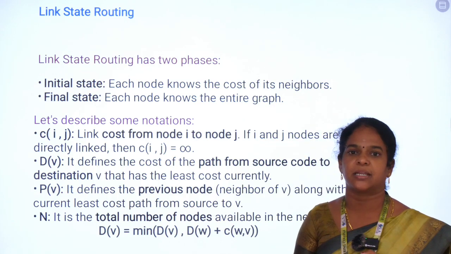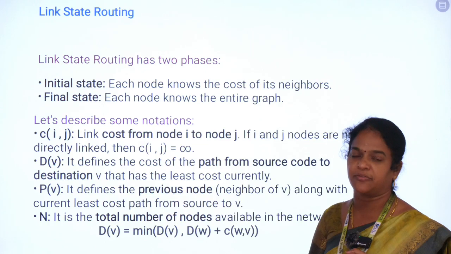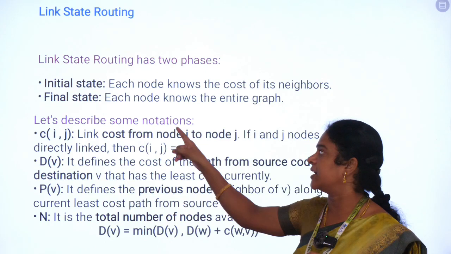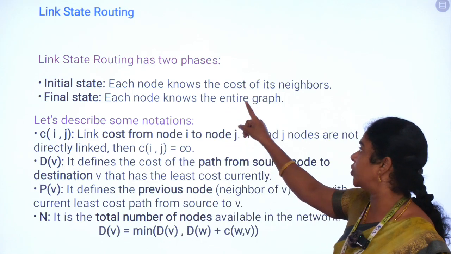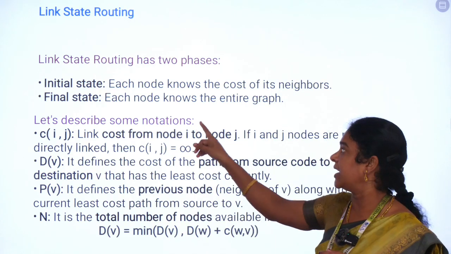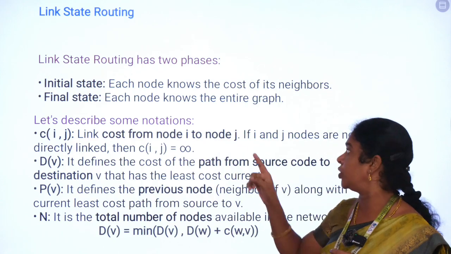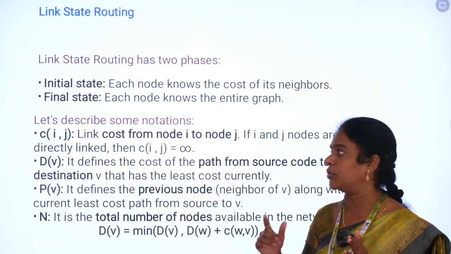In link state routing, we have two phases. The first phase is the initial state phase, and the second phase is the final state phase. The initial state phase means each node knows the cost of its neighbor nodes only. The final state means each node knows the entire graph, that is, from source to destination.